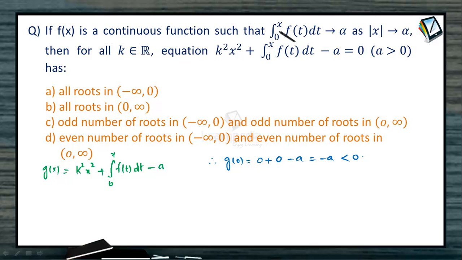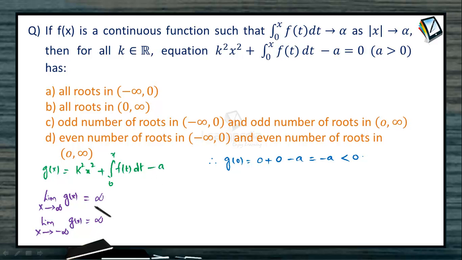Now, another observation is from the given condition that the integral from 0 to x of f(t) dt becomes infinity as x tends to infinity. What is the limit as x tends to infinity for g(x)? Yes, k²x² tends to infinity, and from the given condition the integral is infinity, minus a. So shall we say this also tends to infinity? And also, if you observe the limit as x tends to minus infinity of g(x), again k²x² goes to plus infinity, and the integral as mod x tends to infinity is again an infinite term, minus a, so this is also infinity.